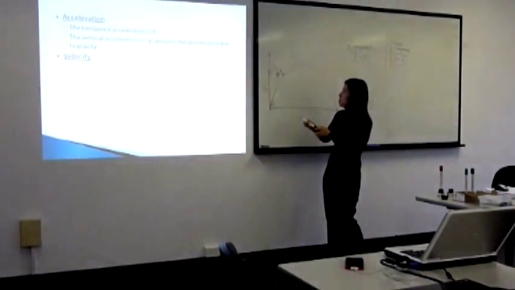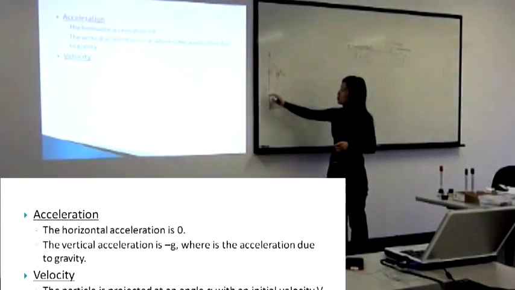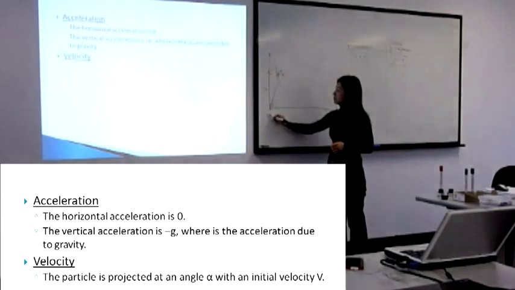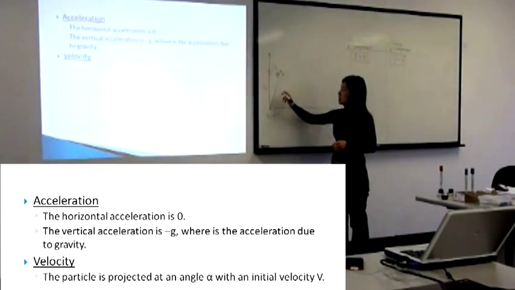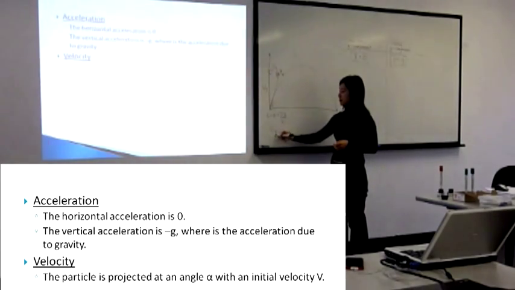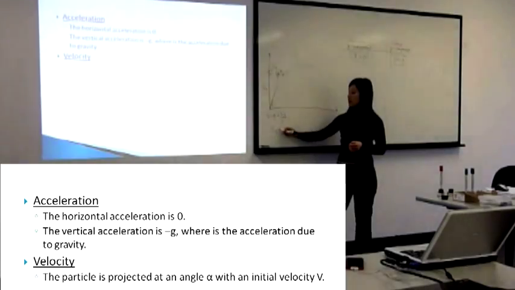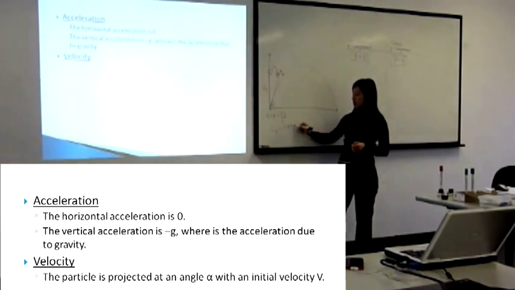So what can you express? You can see that sine theta is equal to the opposite, Vy, over the hypotenuse, which is V. Okay, so in other words, Vy, which is the velocity in the y component, is equal to V sine theta.